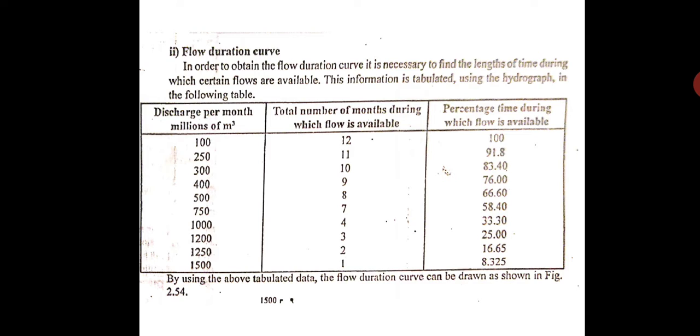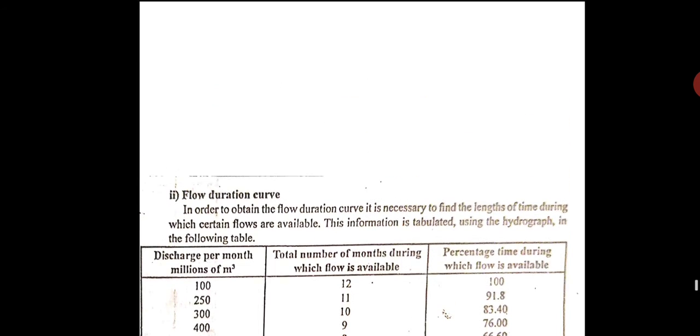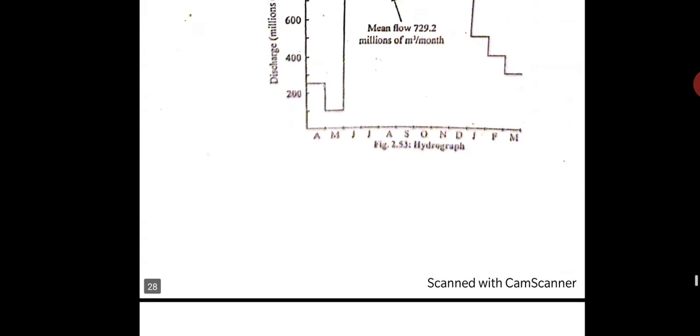Now the third column is percentage time. 12 months is 100%. 1 month is 8.33%. So accordingly I will multiply this 8.33 into all these 1, 2, 3, 4, 5 and put it in the last column, the percentage time during which the flow is available. To obtain the flow duration curve, it is necessary to find the lengths of time during which the flow was available. This information is tabulated using the hydrograph, from which you can make out how many months each flow is available.